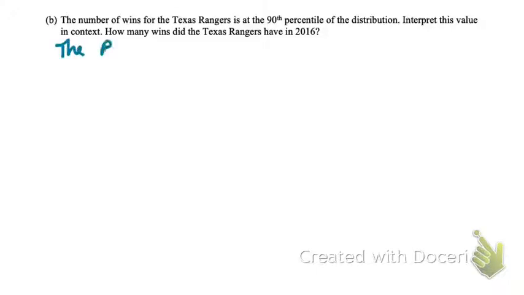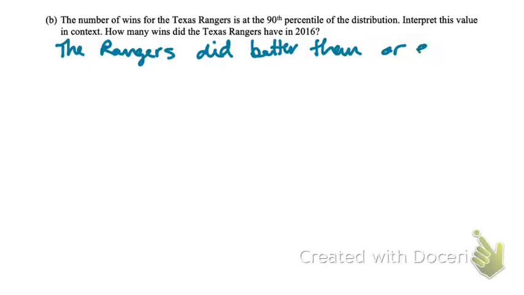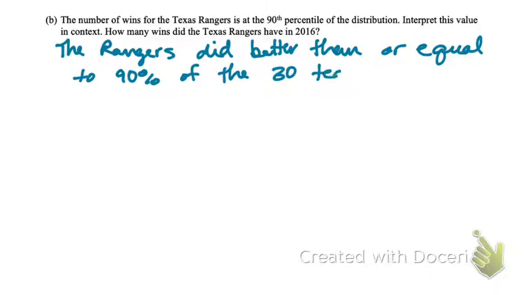This means the Rangers did better than or equal to 90% of the 30 teams. So they did better than or equal to 90% of those 30 teams. So in that list of 30 teams, they are at the data value that cuts off the lower 90%. So which number is them?